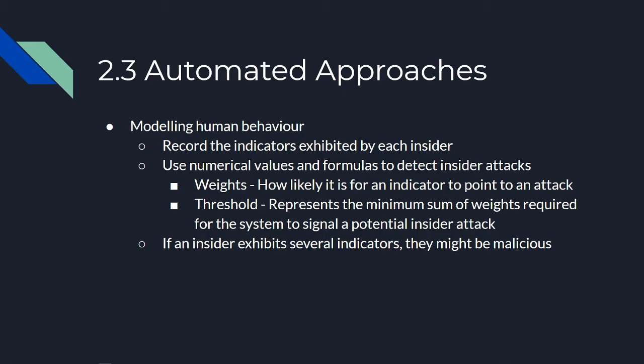The first value is the weights, and a weight value for an indicator is basically how likely it is for that indicator to point to an attack. And the threshold is a total value in general that represents the minimum sum of weights required for the system to signal a potential insider attack. So basically, if an insider or employee has been noted to exhibit many indicators and all these indicators have high weights, if you sum up the weights of all the indicators and it is higher than the threshold, then the system will flag them as a malicious insider.